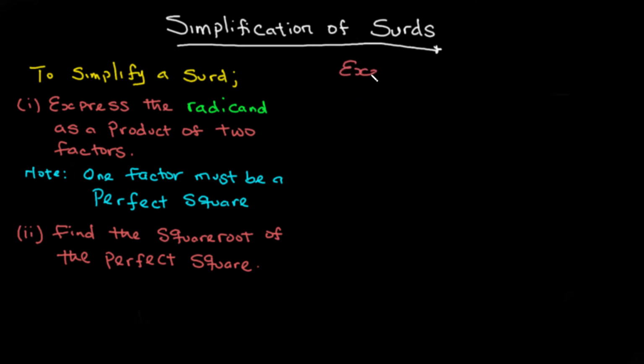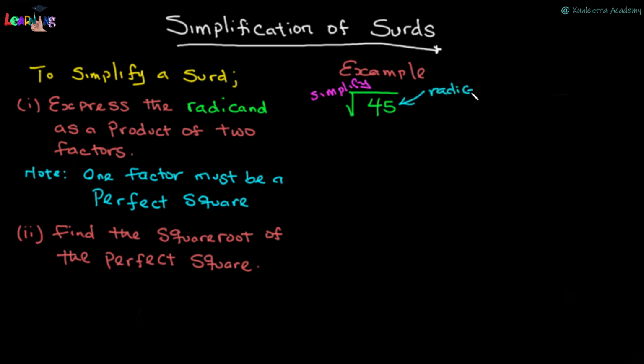Example. Let's look into this example. Square root of 45. Simplify. How do we simplify this surd? The first thing we have to do is express. What is the radicand? This is the radicand. Now, we have to look for two factors from this radicand, of which one factor must be a perfect square.